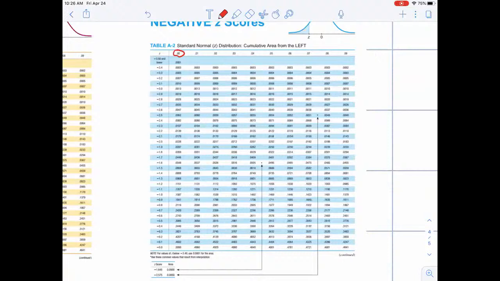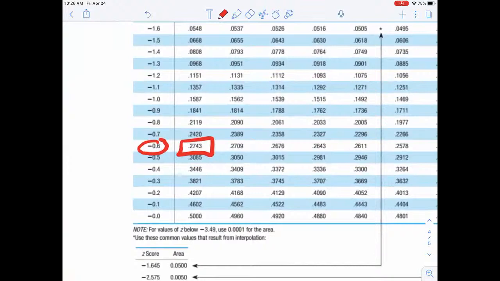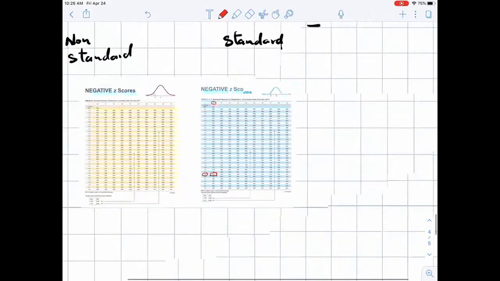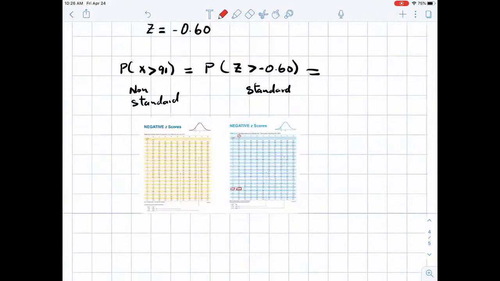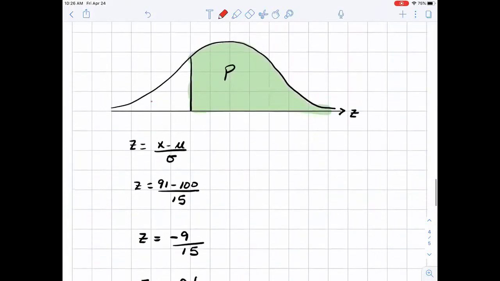This column here, and 0.6 would be negative, would be here. So where the two of them intersect will be this value here. And that value is 0.2743. Okay? 0.2743. But keep in mind, it means that this is 0.2743.